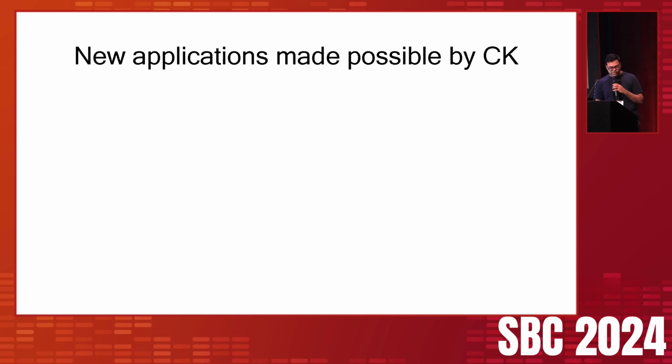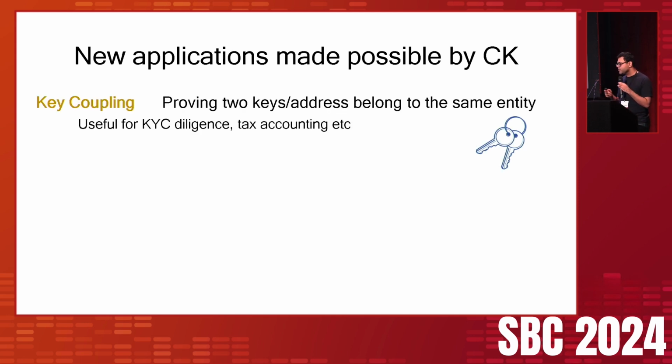I'll also briefly mention some new applications that are made possible only because of these proofs of complete knowledge that would not have been possible beforehand. So the first one I'll say is key coupling, which is the idea of proving that two keys or two addresses belong to the same entity. And this can be useful for all sorts of things, like proving I own two accounts, so that if I transfer between these two accounts, it's not taxed as a transfer. Right? Or things like KYC diligence, where I can prove that these are all the accounts that I own.